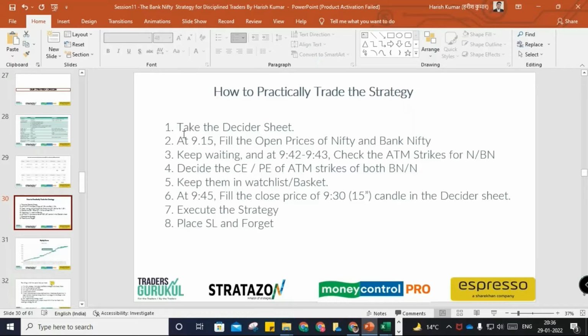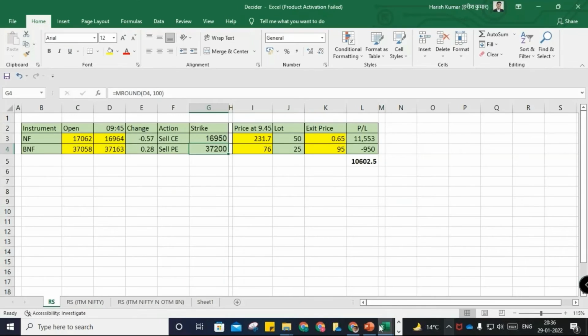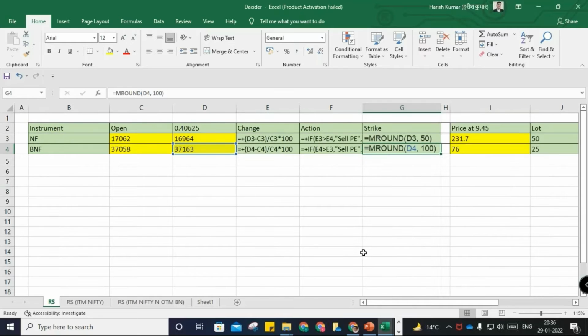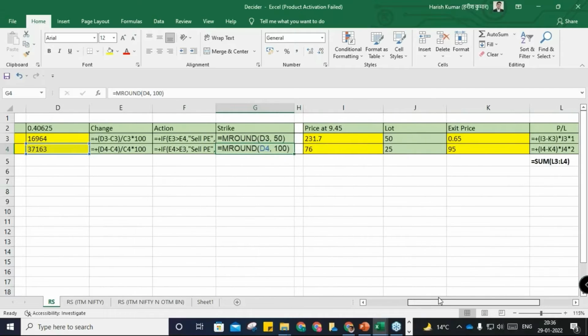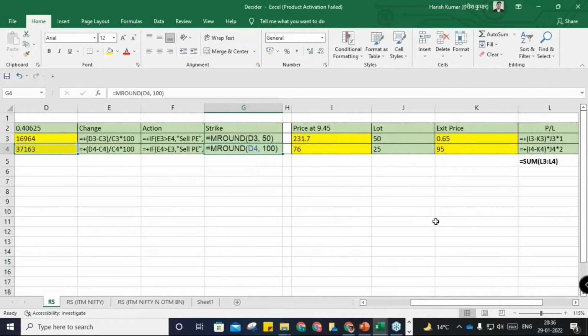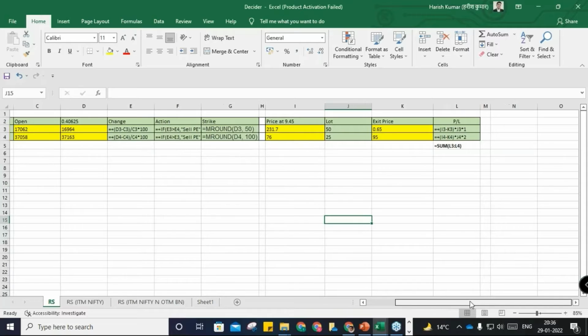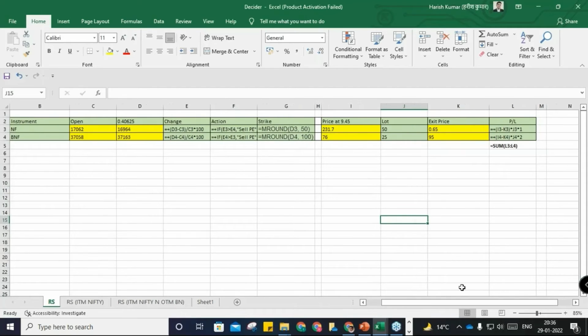So let's understand this once again. Open the decider sheet. This sheet I'll just forward to Ashok sir, or you can do one thing. You can just take a screenshot of this, and you can create this sheet. You can see what formula I have given to this sheet.